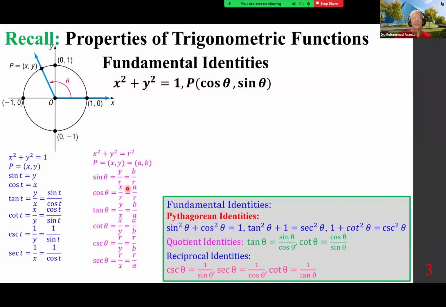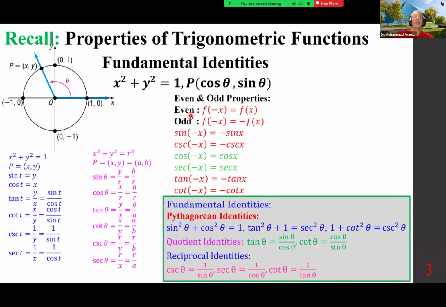Fundamental identities, Pythagorean identities such as sine squared plus cosine squared equals 1, and so on. Quotient identities such as tangent is sine over cosine. Reciprocal identities such as cosecant is 1 over sine, and so on.